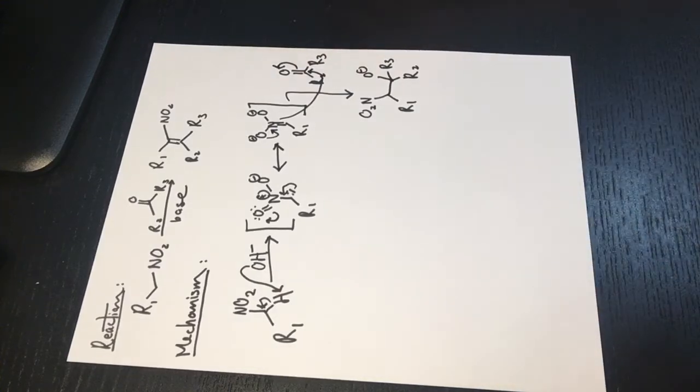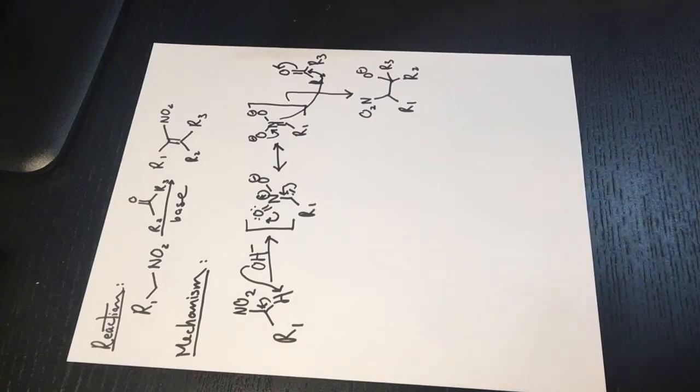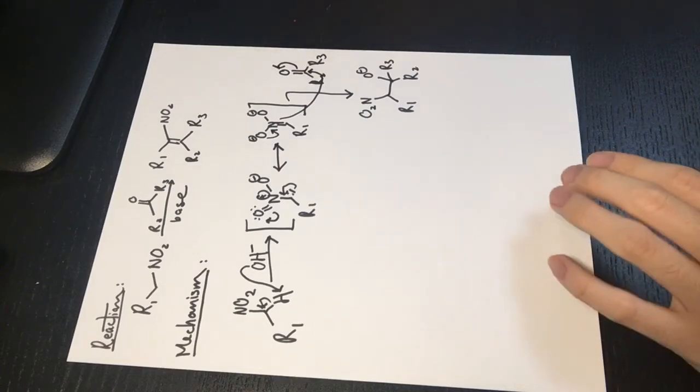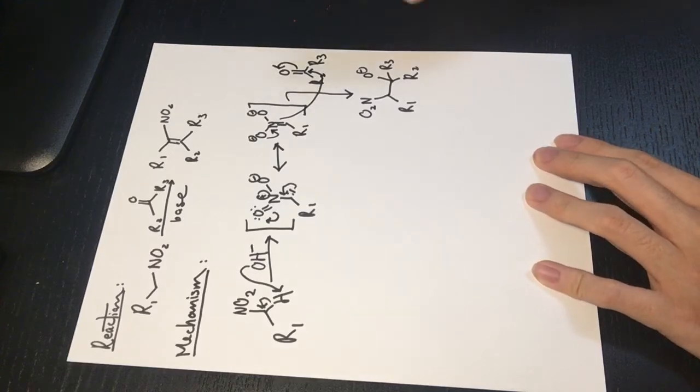And so from this point forward, the alkoxide is going to pick up a proton from the conjugate acid of the base to basically form our final beta-nitro alcohol product. And we're going to also regenerate our base catalyst that we used in the beginning, which was OH minus.